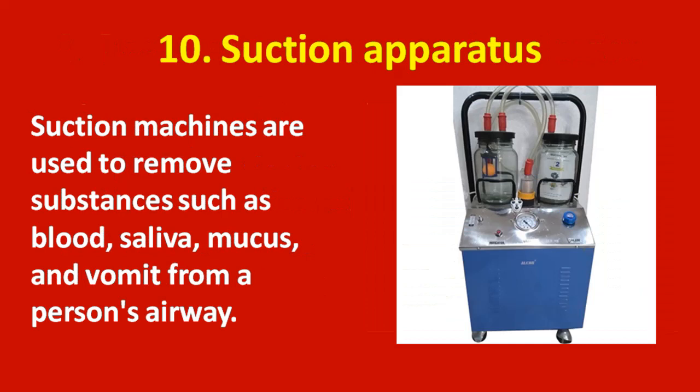This image shows a suction apparatus. Suction machines are used to remove substances such as blood, saliva, mucus and vomit from a person's airway. So, by using this device and suction catheter, we can clear the airway.